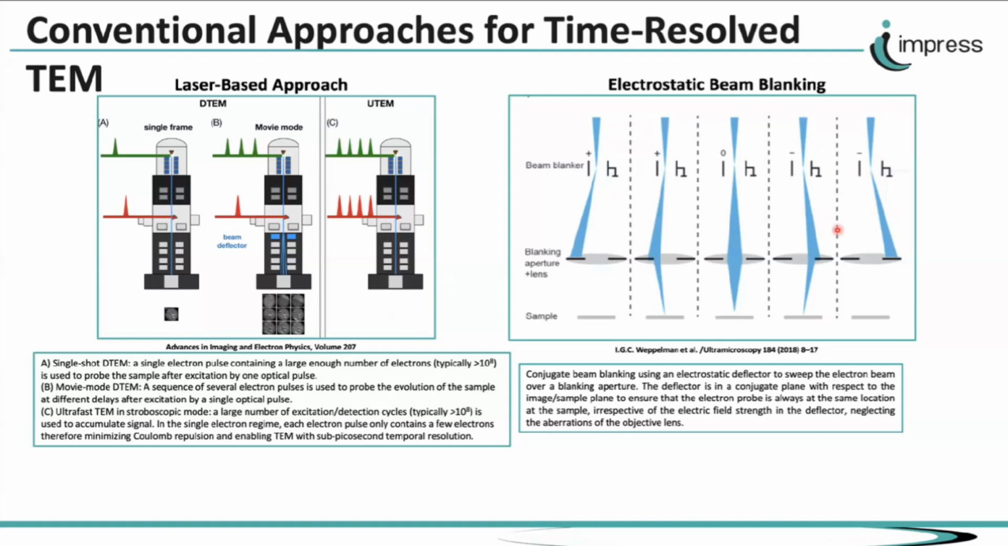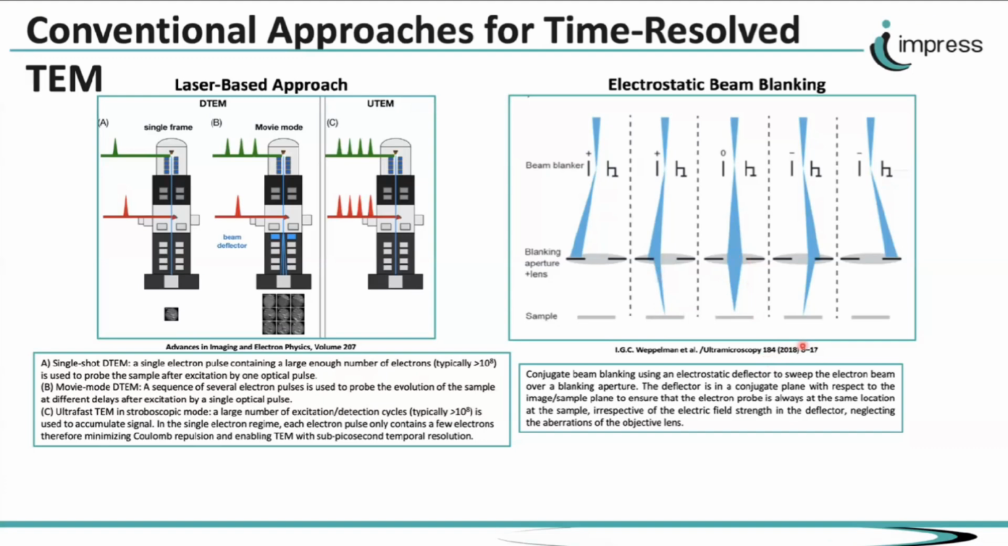The different approach is that you will not modify your electron gun with a laser pulse, which is quite troublesome, but you will install a beam blanker based on different technologies, and then you will sweep your beam over an aperture, and in this way you will create electron pulses which reach the sample.